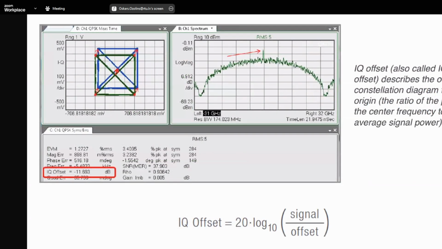Then there can also be IQ offset, and this is when, for example, you could have a constellation offset up and down, so signal and offset. This is really a DC offset, which could be compensated. Also, it can happen because the frequency is not really in the center where it needs to be. So this can also happen.